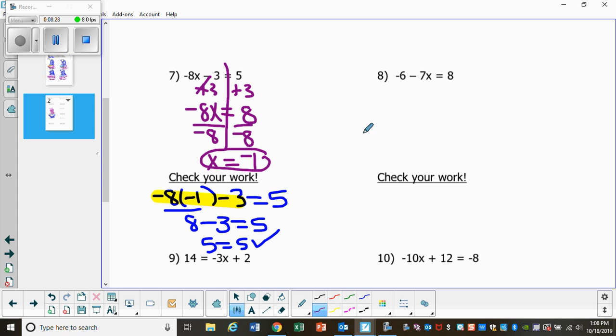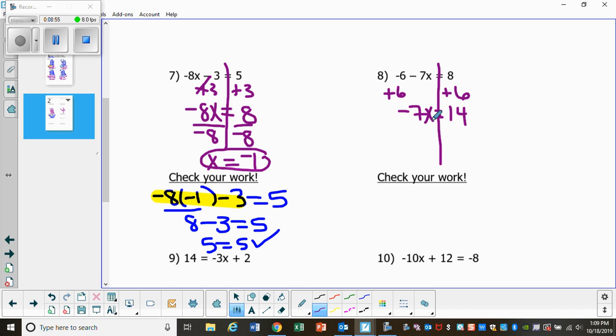All right, last example I'm going to do with you is number 8. Again, I'm going to drop the bar, and I'm going to identify the constant. The constant is that number without a variable. So we've got negative 6, so we're going to add 6. We're going to do the opposite. We're going to bring down the negative 7x. We're going to bring down the equals, and 8 plus 6 is 14. Then we have negative 7 times x equals 14.